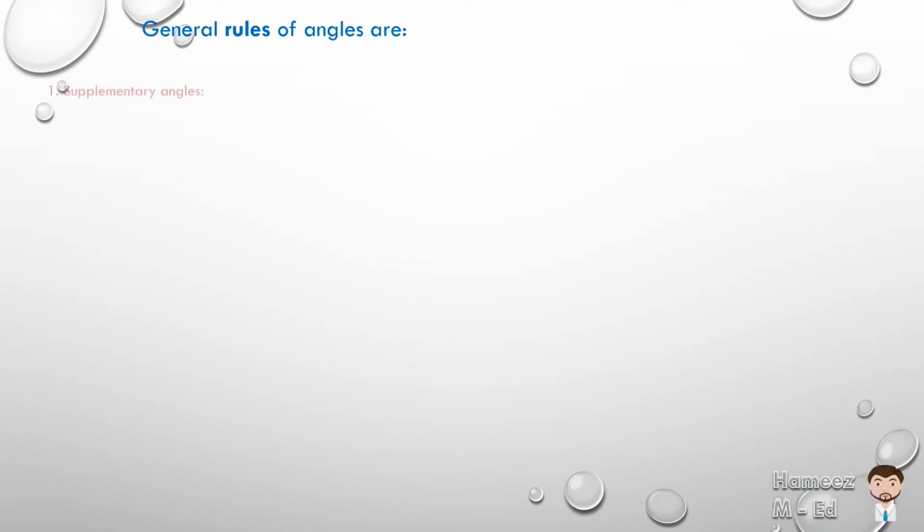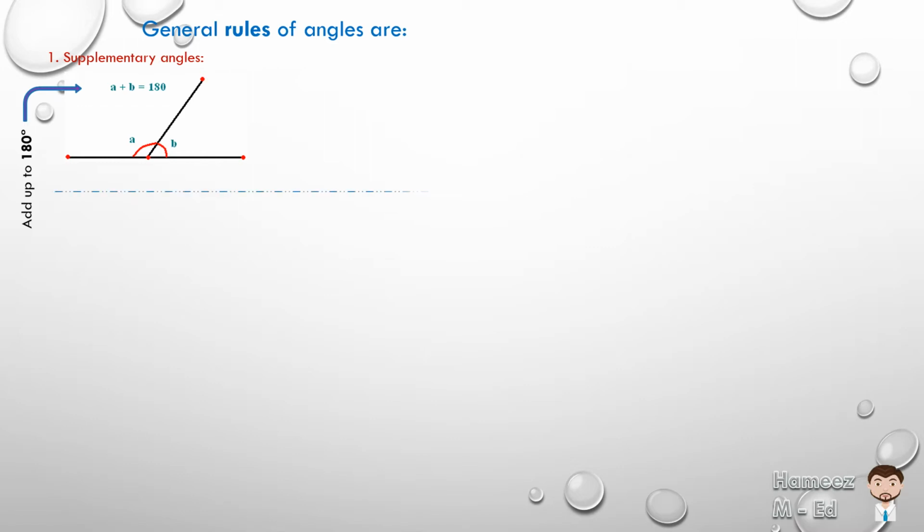Let's recap some general rules of angles. In the first one, supplementary angles, we can see that any 2 angles that add up to a straight line, in this case A plus B, will be equal to 180 degrees. So if we know one of the angles, we can find the other because there will be only one unknown.